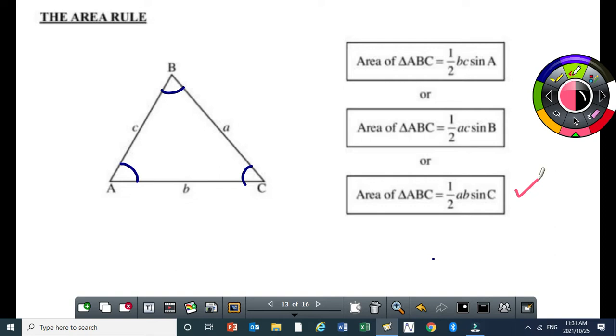But I want you to be aware that the area rule has some relationship with some questions on analytical geometry. In questions where you calculate the angle of inclination, you may be asked to determine the area of a triangle. In that case, you won't have a perpendicular height, but you might have an angle. You must remember that you may need to use the area rule.